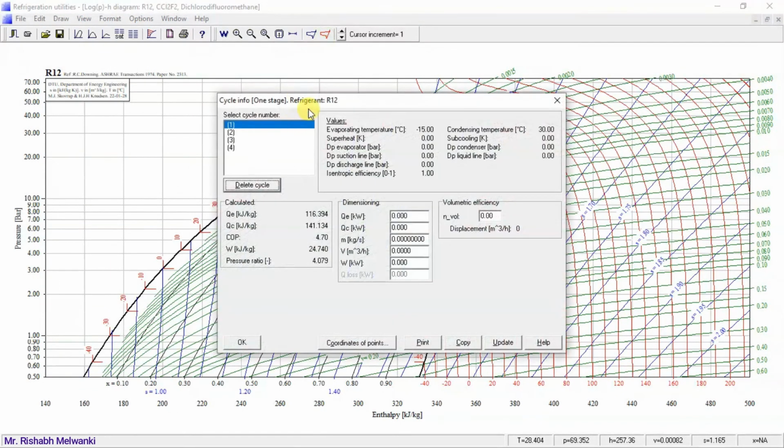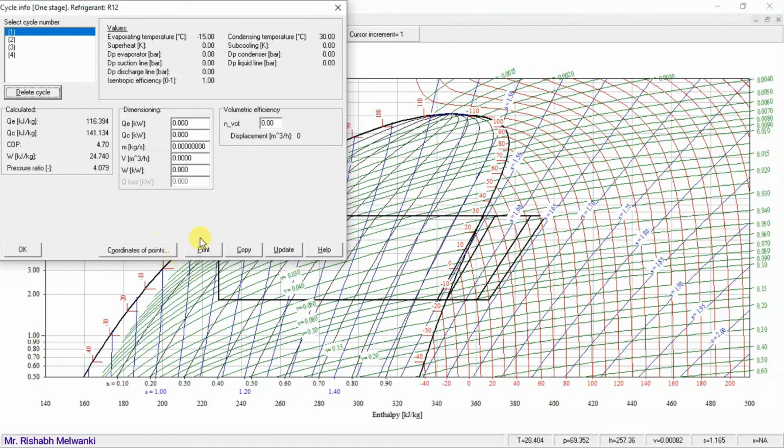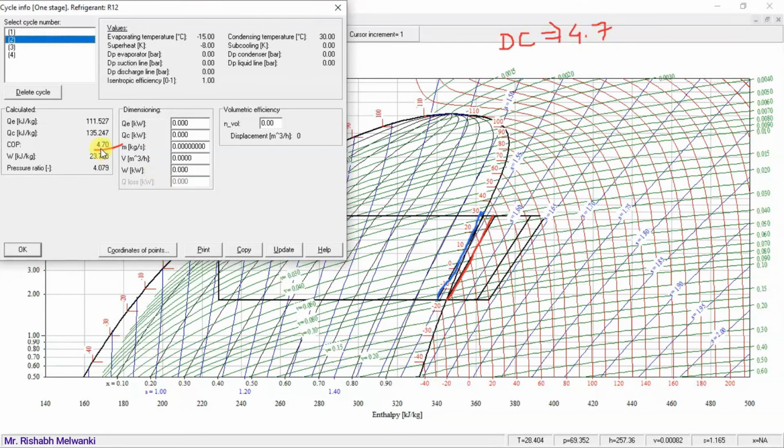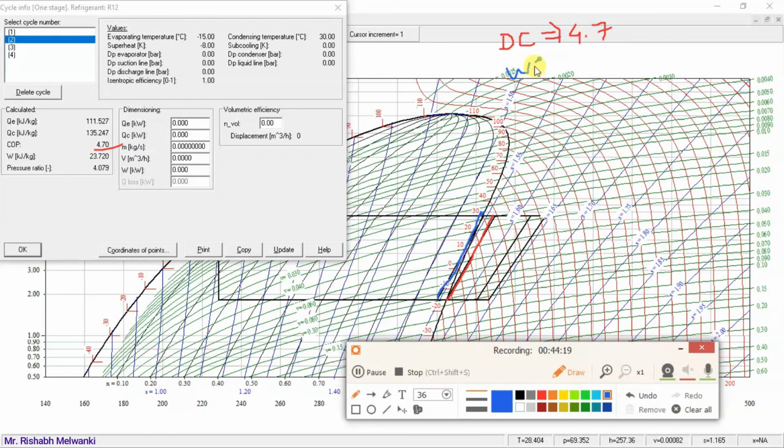If I go to cycle info, observe the first cycle, which is the dry cycle. Again we will do the same activity for dry compression, from this point to this point. What is the COP? 4.7. For wet compression, cycle number 2, what is the COP? 4.7 only. So for wet compression, the COP has not changed. It remains 4.7 only.